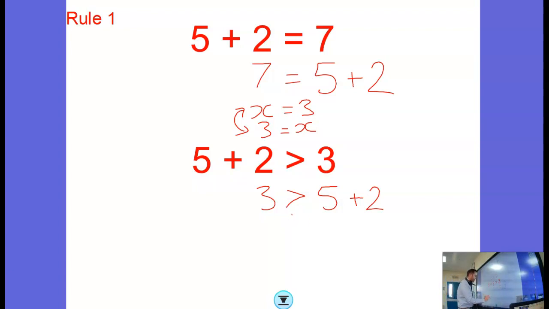If you end up with 2 is greater than x, and you want to have x at the front, just make sure that x is that small side, so x is less than 2. If 2 is greater than x, then x is less than 2. Okay? That's one of the rules.